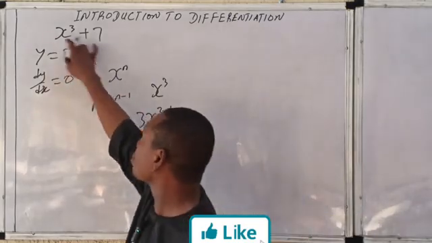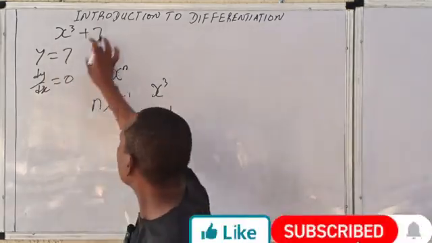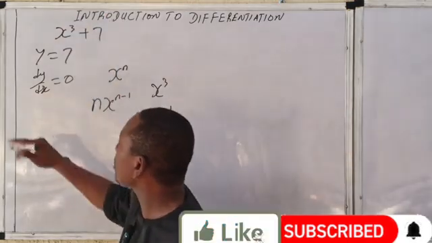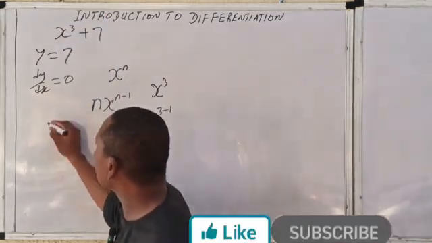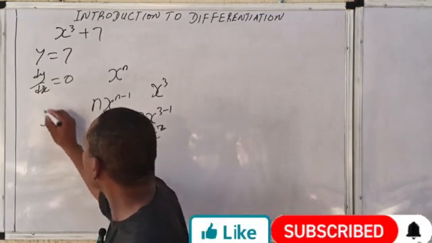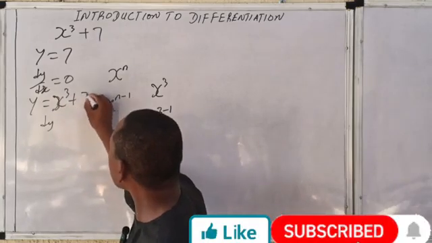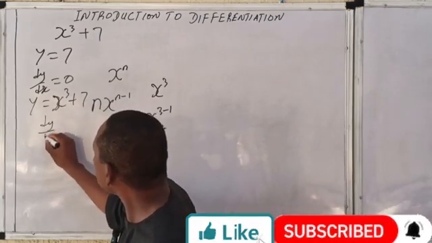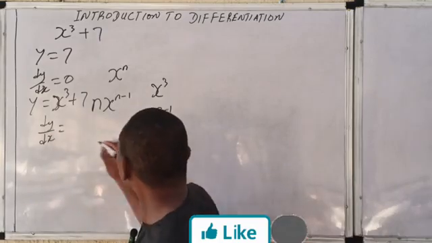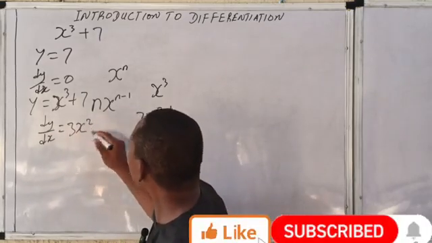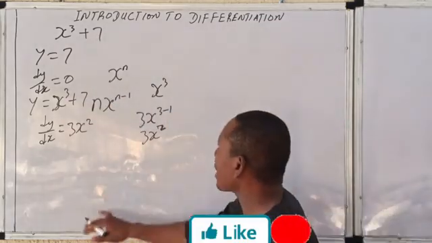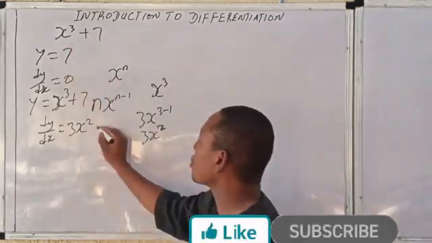So if you are asked to differentiate this, what will now be your answer? You differentiate this separately and you differentiate this. And what is your answer? It's simple. Your answer is the dy/dx, if y is equal to 3x raised to power 3 plus 7. The dy/dx is equal to 3x squared, because this is 0, so it drops out. And if you differentiate the other, you have x squared. So this is our answer.